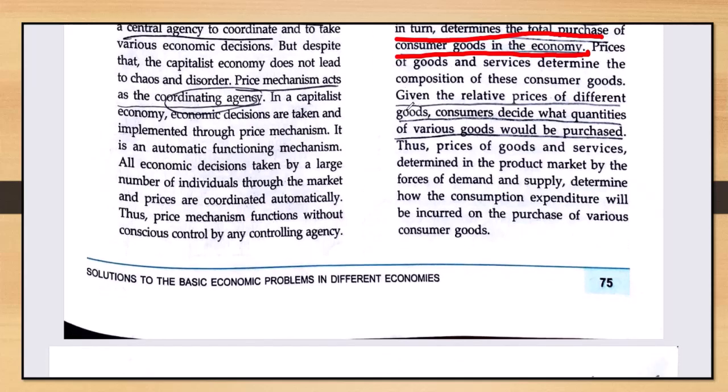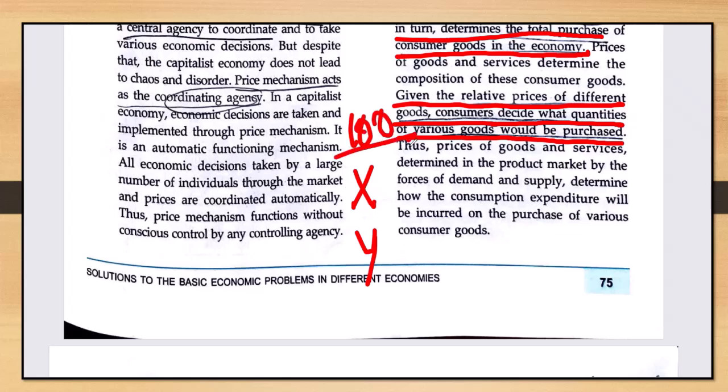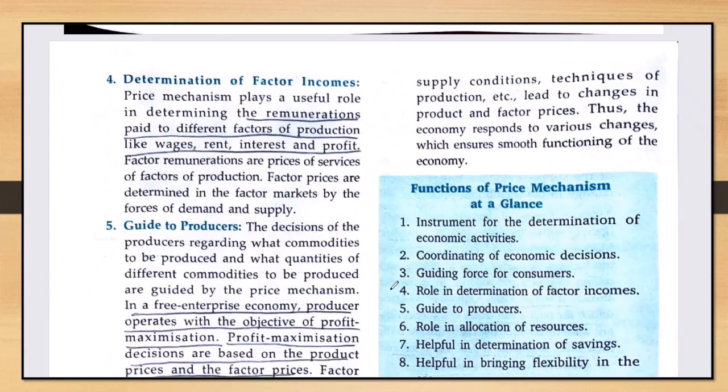Here it is said, given the relative prices of different goods and services, consumers decide what quantities of various goods are to be produced. Now that you know good X is 10 rupees, good Y is 20 rupees, and your income is 100 rupees, for example, it becomes easier for you to decide how much to spend on which commodity. This is what is known as consumption expenditure, and thus it guides the consumer.